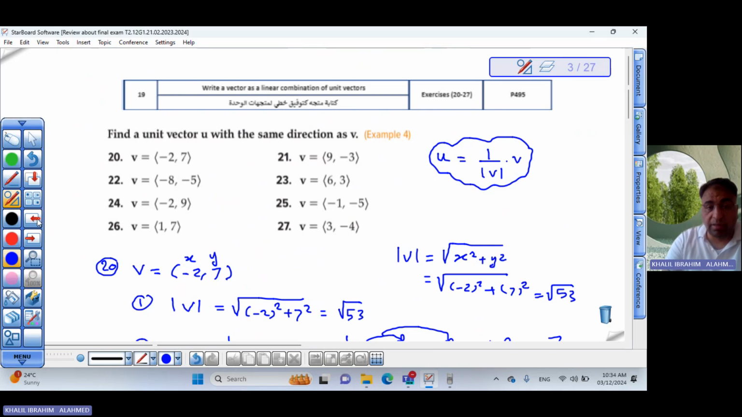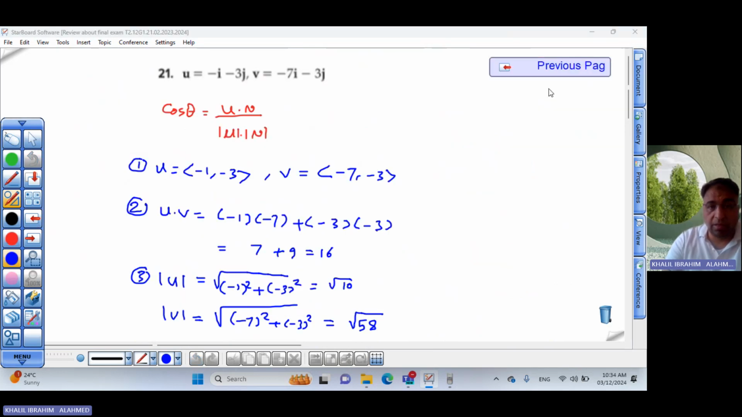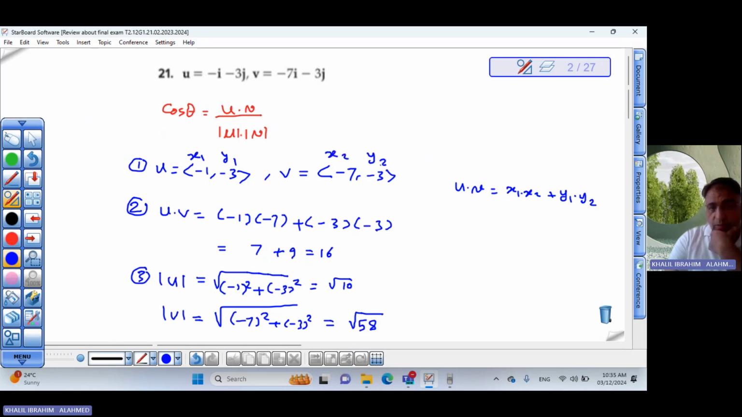The last question in the handwritten part. Okay, question, in the same way. How to find the angle? Cosine theta equals u dot v over magnitude u times magnitude v. Here u and v are in the question. u dot v equals x1 times x2 plus y1 times y2. This is x1, y1, and this is x2, y2.